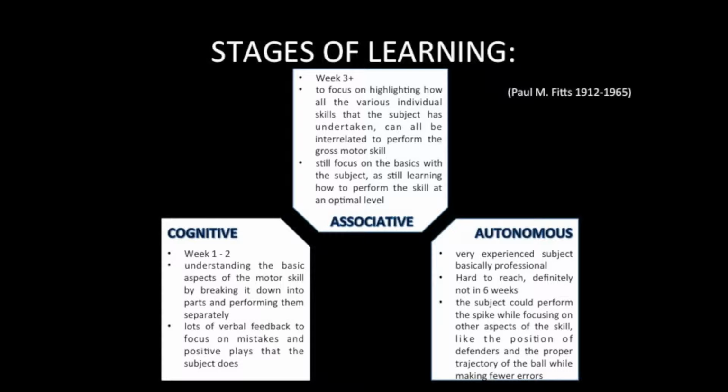In the next 2 weeks, we'll be hoping to hit the associative stage, where the subject has become a lot more familiar with the motor skill, and we want to be highlighting how all the various individual skills that they've learned can all be interplayed to perform the gross motor skill, that is the volleyball spike. The last stage is the autonomous stage, where the subject can perform the spike while focusing on other aspects like defenders and where he's actually going to hit the ball, but due to the limited time that we have, the subject will not hit this level.